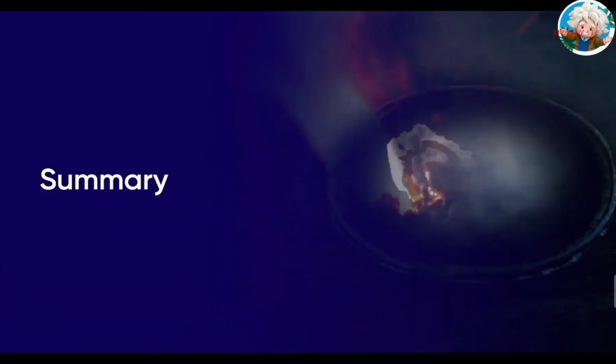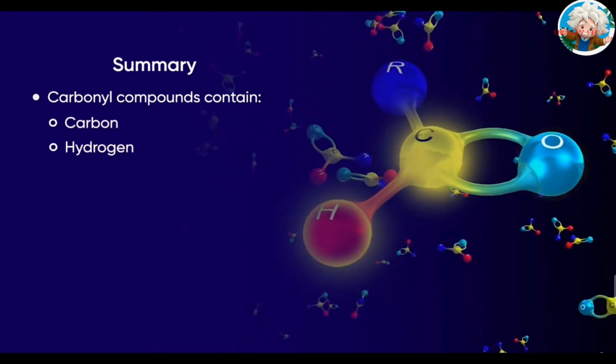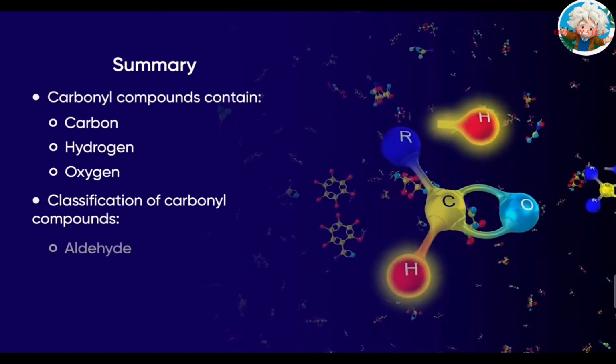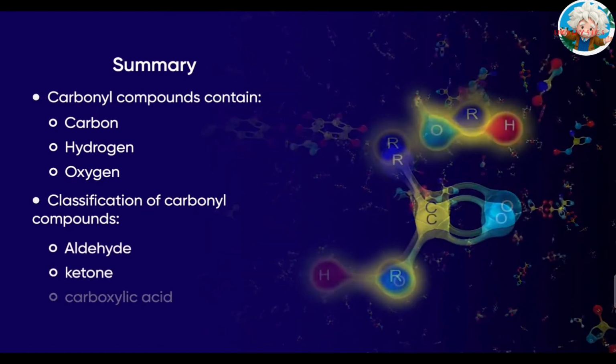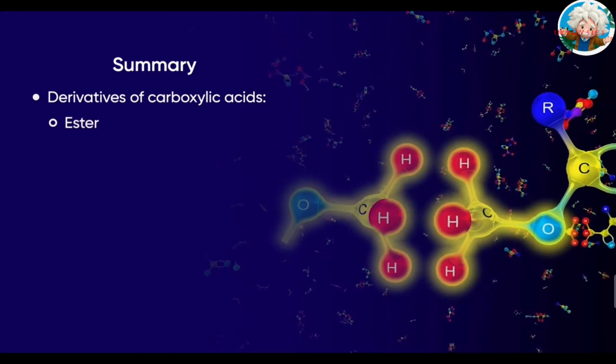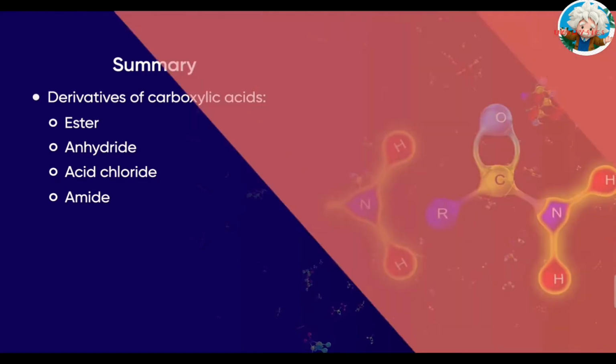Let's summarize. Carbonyl compounds contain carbon, hydrogen and oxygen elements. Classification of carbonyl compounds: aldehyde, ketone, carboxylic acid. Derivatives of carboxylic acids: ester, anhydride, acid chloride and amide.